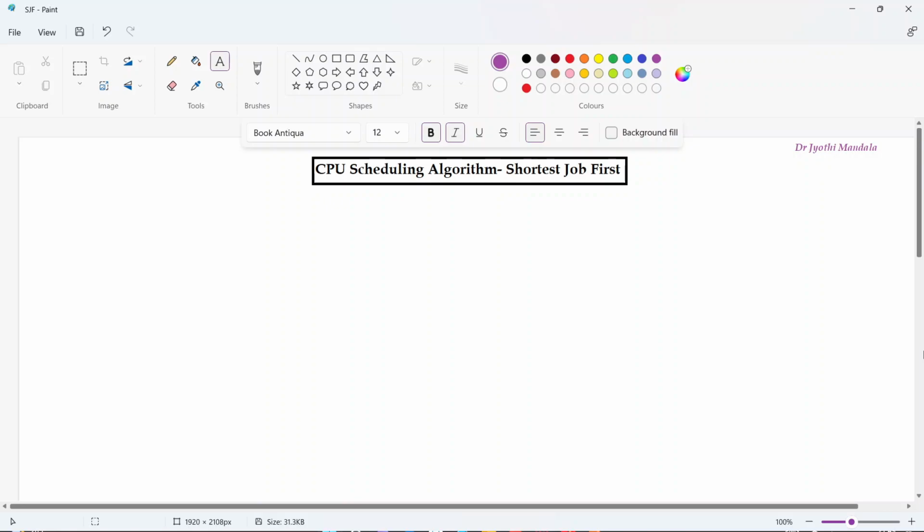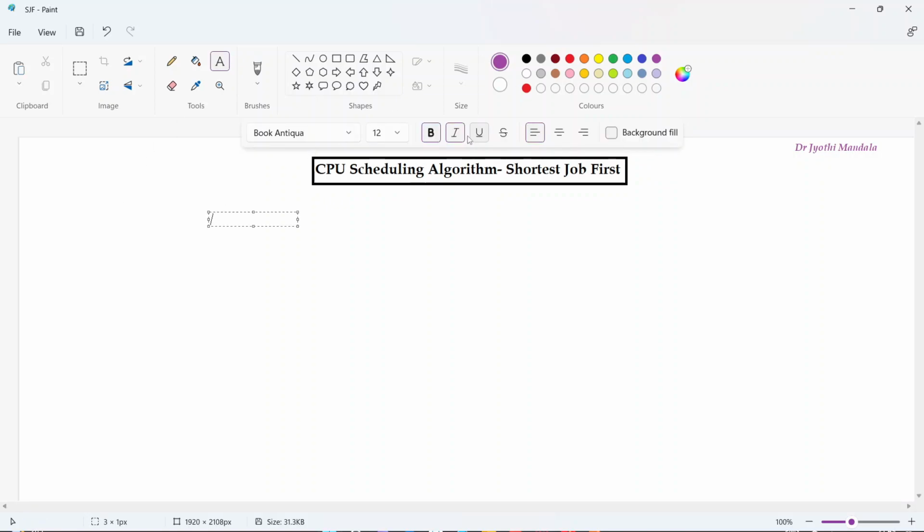But in shortest job first, suppose you have 10 processes available in the ready queue, then the CPU will be given to the process which requires less amount of CPU time. I hope you all are understanding. So just make a note of that point. Shortest job first is nothing but the process with less CPU time will be given a chance to be executed.